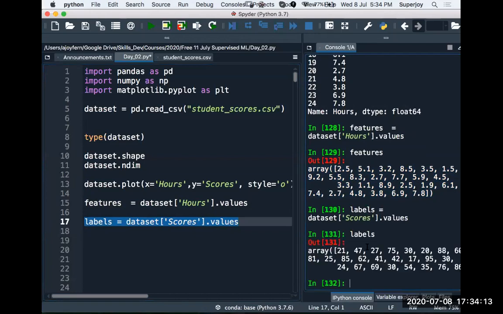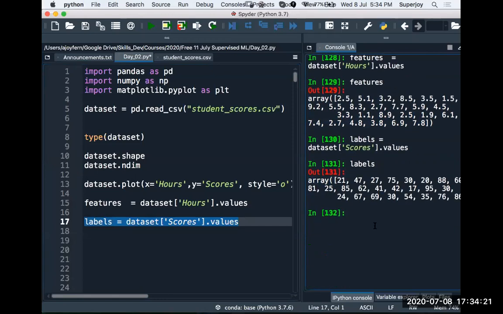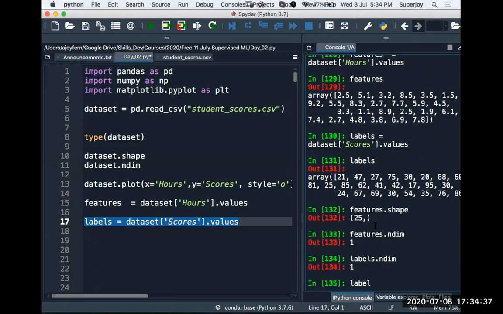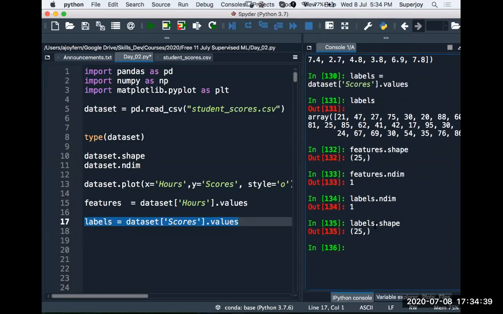You could have used the iloc method as well, right? iloc method se bhi aap ye kaam kar sakte the. You could have done that as well. Okay, guys, do you know what is the shape of the feature and the label, guys? So features dot shape dekhen zara kya hai. 25 comma. That means it's one-dimensional data only, right? Features dot ndim. See this. Okay, what is the labels dot ndim? Again, one-dimensional data. And what is the labels dot shape, guys? 25 rows. Only, no column information.